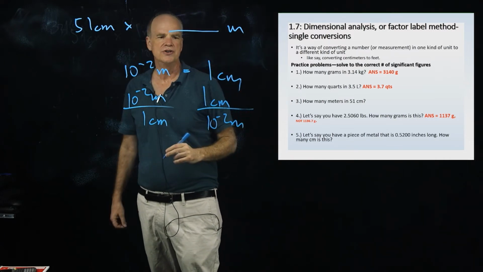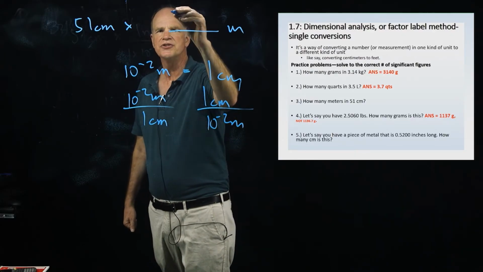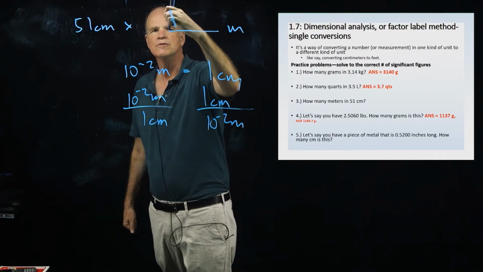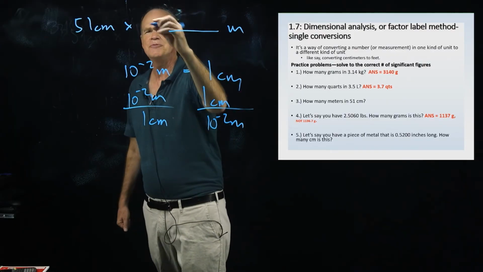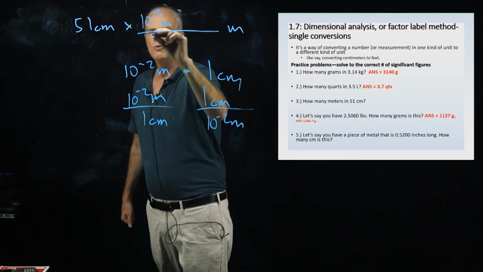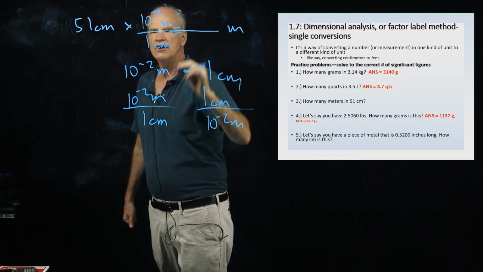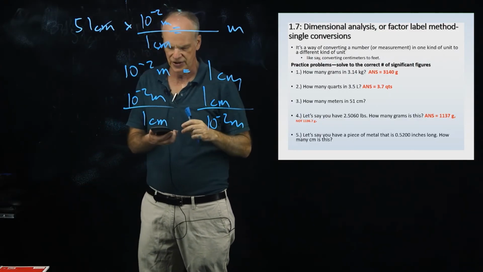What you have to do is pick the fraction such that the centimeters cancel and give you an answer in meters. So it's times 10 to the negative 2 meters over 1 centimeter. Use the eraser. The centimeters cancel, giving us an answer in meters.